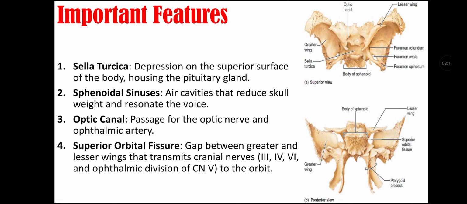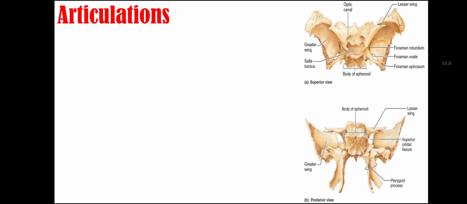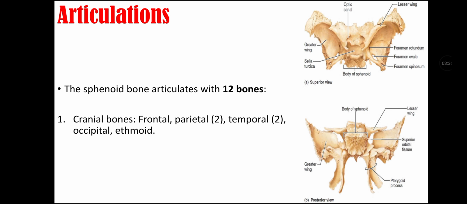Fourth feature of sphenoid bone is superior orbital fissure, that is a gap between greater and lesser wing of sphenoid bone. It transmits cranial nerve number 3, 4, 6 and ophthalmic division of trigeminal nerve to the orbit. Articulations of sphenoid bone. Sphenoid bone articulates with 12 bones. It articulates with cranial bones as well as articulates with facial bone.